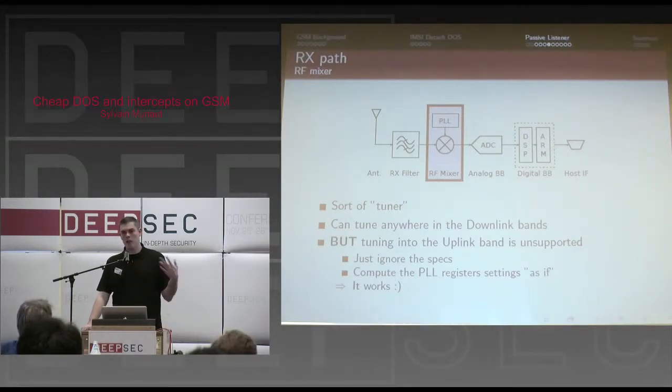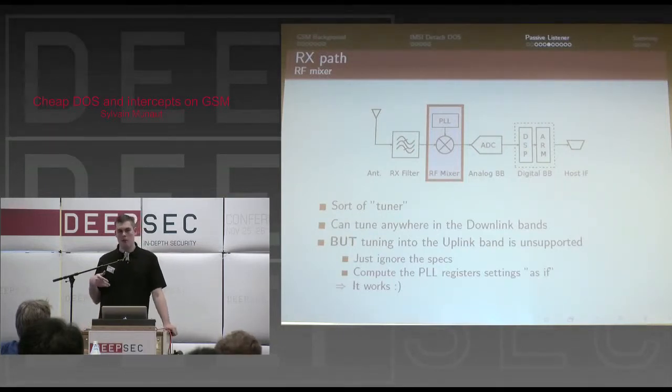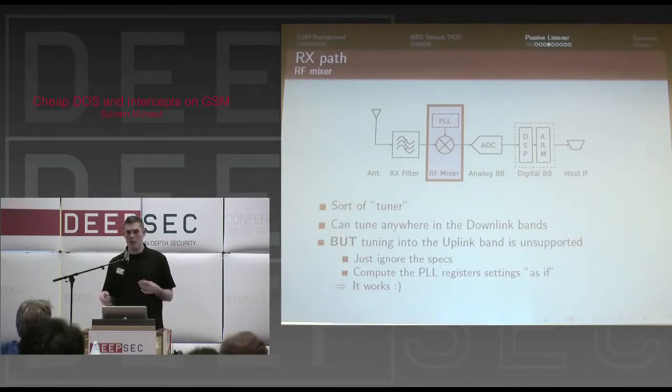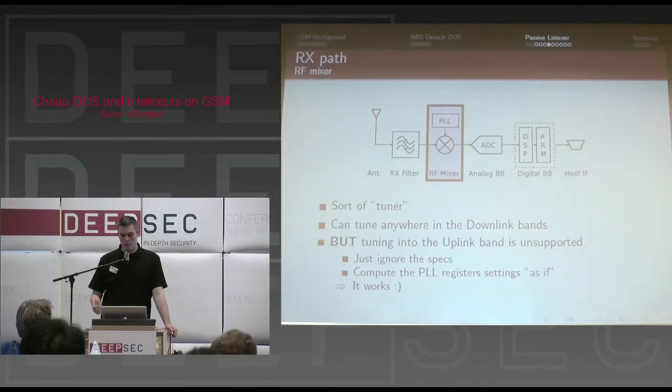So we just tried it. We took the formula in the datasheet, how to compute the PLL configuration values, and we applied them for the uplink frequencies, and we loaded that, and it just happened to work. Of course, it's outside of the spec, so the characteristics might be a little less good, but it works, and that's the main point. So we just removed the check in the code that checks if it's inside the specification and just loaded the values.